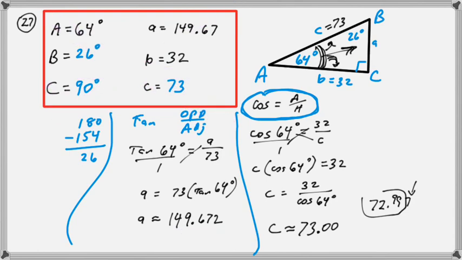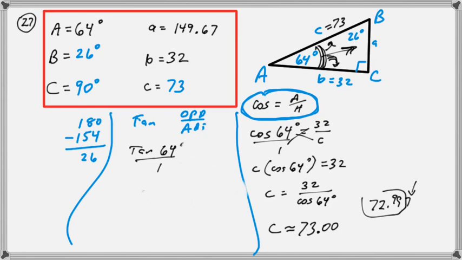Part of the reason I ask you to do that check is so you can find if there is a mistake or something was done wrong. I looked at it closely, and I think I found my mistake. Opposite over adjacent. If I'm using 64 degrees, the adjacent is 32, isn't it? I put 73, which is not correct. So I'm going to fix this up.